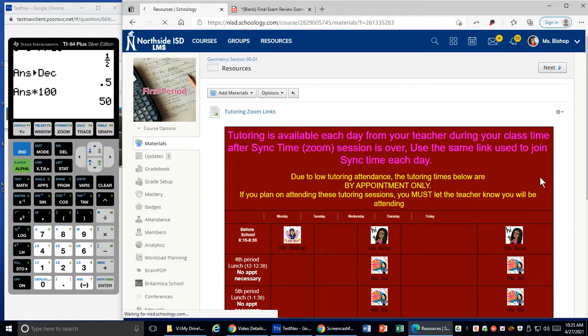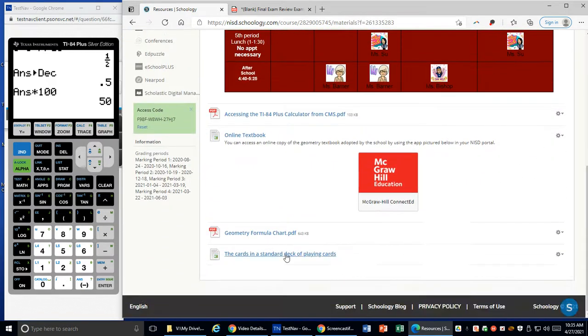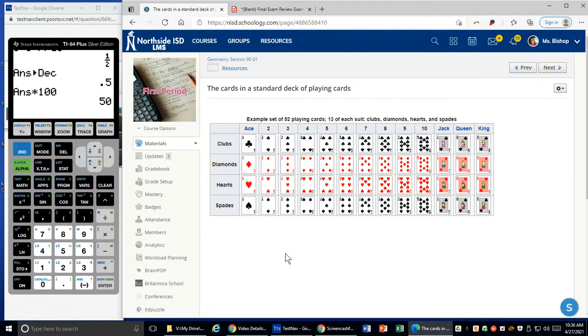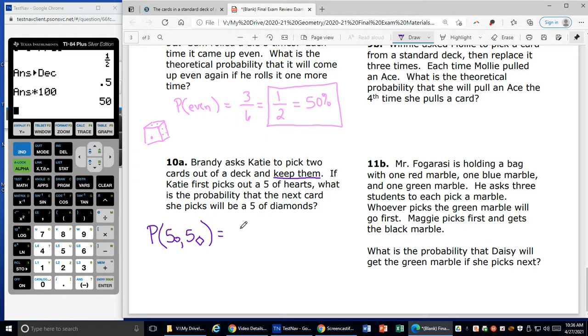So when we go to resources, we have cards in a standard deck of playing cards. And we can see that there are 52 total cards. Now, the very first card she wants to get is the 5 of hearts. There is only one of those in a deck. Okay, so for our 5 of hearts, there is one 5 of hearts out of 52 total cards. Okay, she's going to keep that.